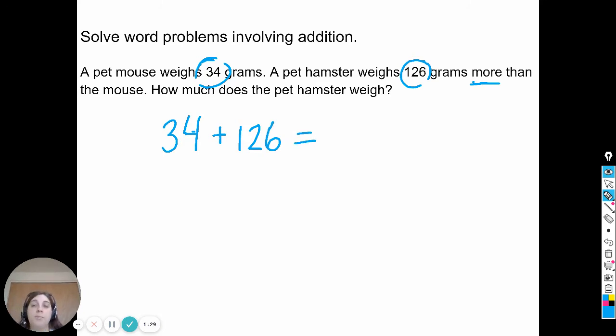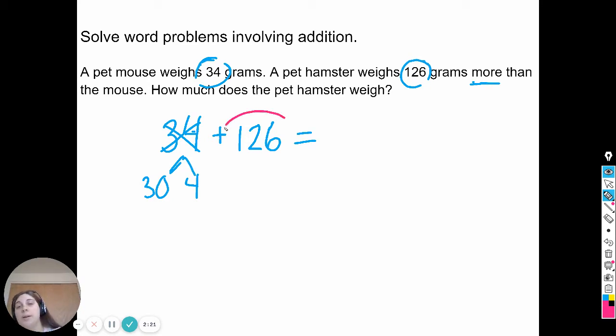Now I'm going to continue to build on the strategy that we learned yesterday. Okay, so I am going to break apart one of these numbers. I'm going to break apart this 34, and I'm going to make it 30 and 4, okay? So on your whiteboard, you can be doing this with me. If you need to pause at any time, you can always pause to catch up. So we have 34 plus 126. We have the pet mouse plus the pet hamster weighs that much more than the mouse. So I broke apart 34 into 30 and 4 to make it easier to add.